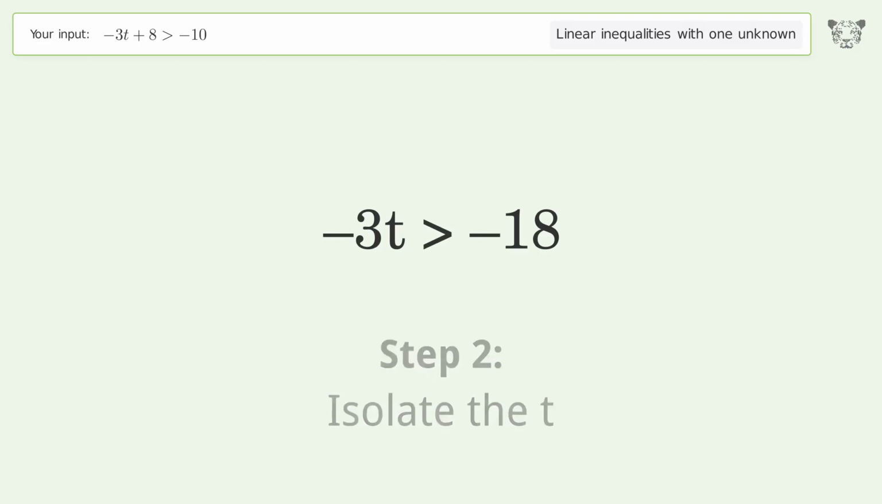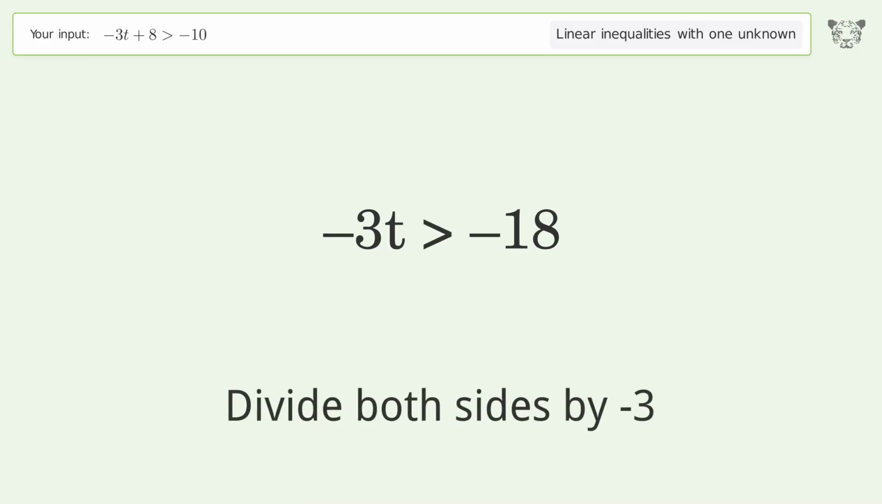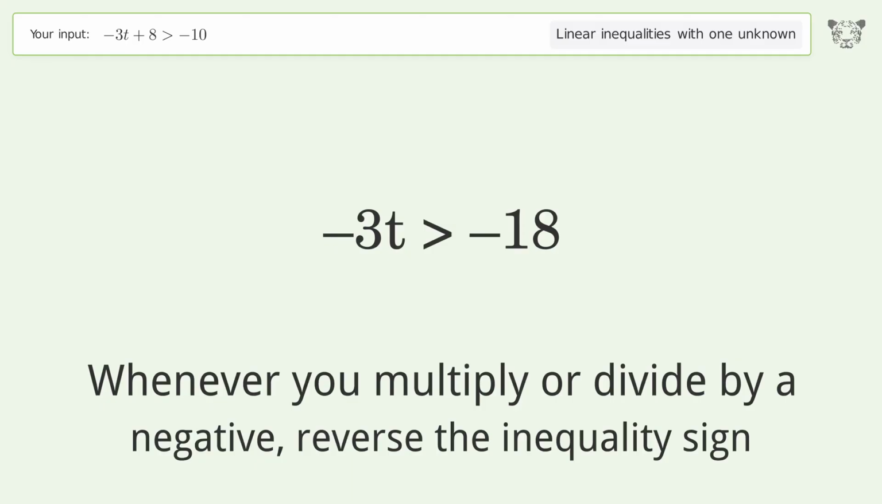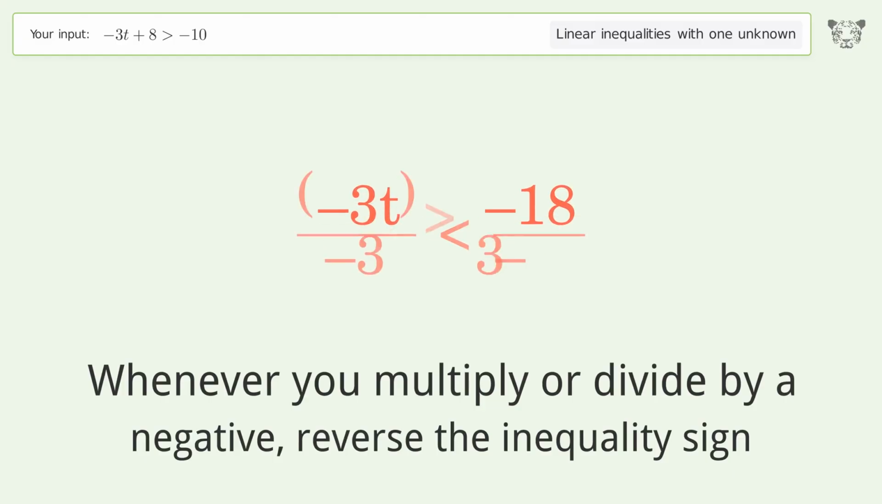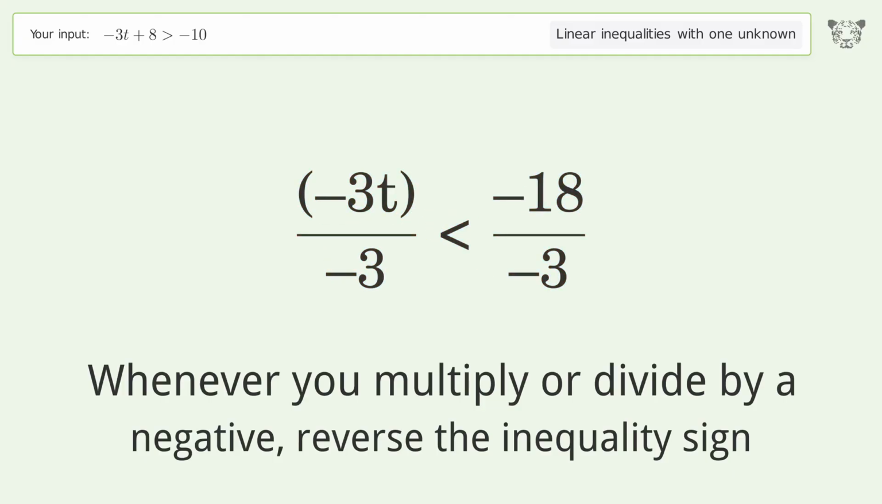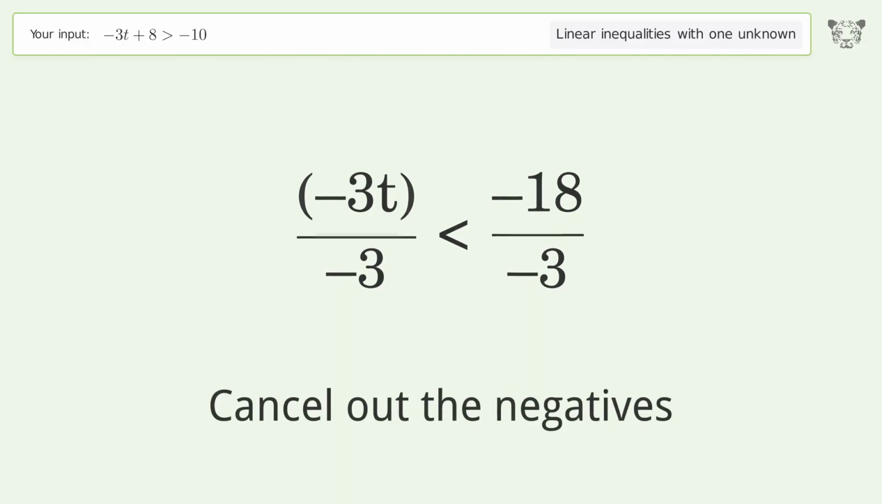Isolate the t. Divide both sides by -3. Whenever you multiply or divide by a negative, reverse the inequality sign. Cancel out the negatives.